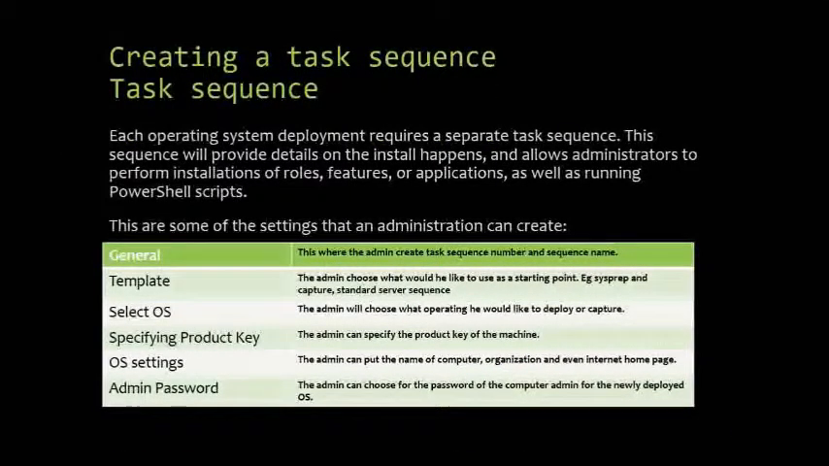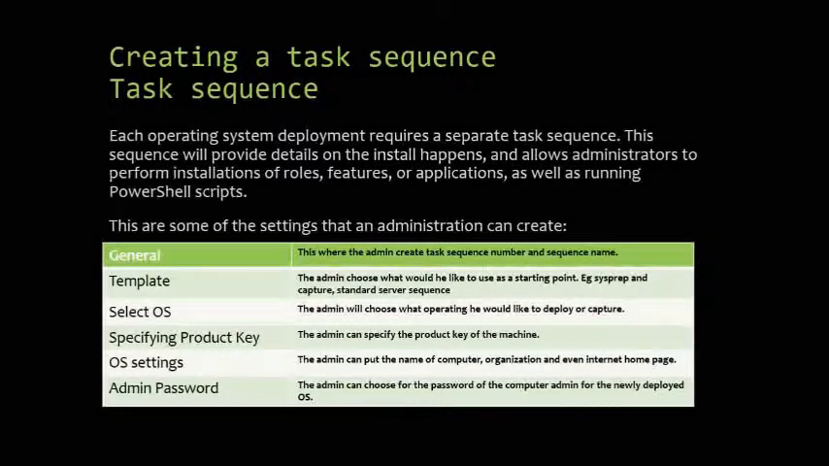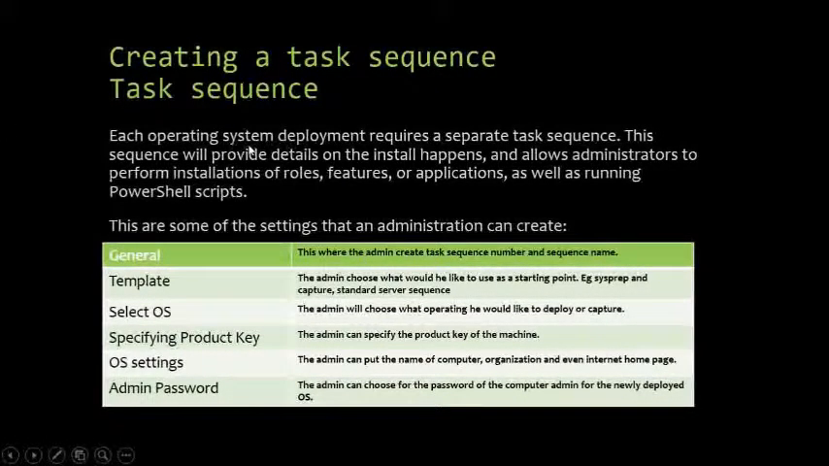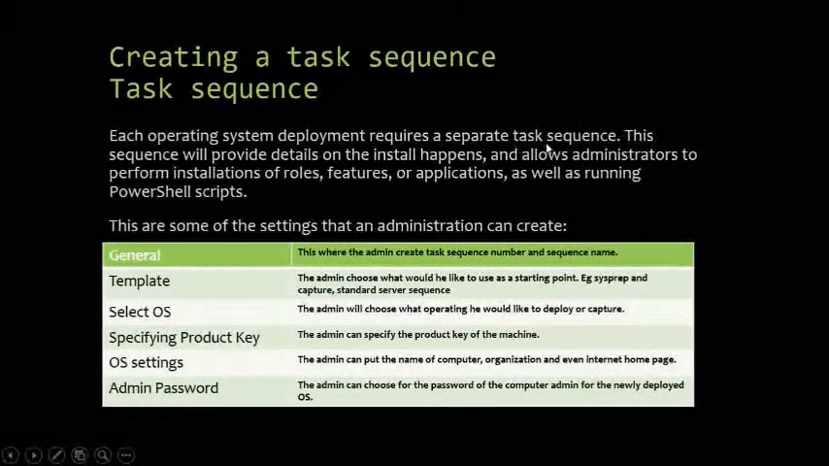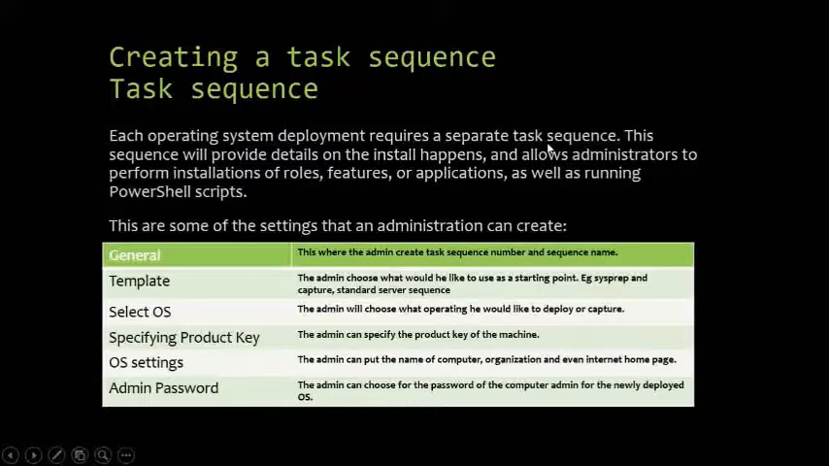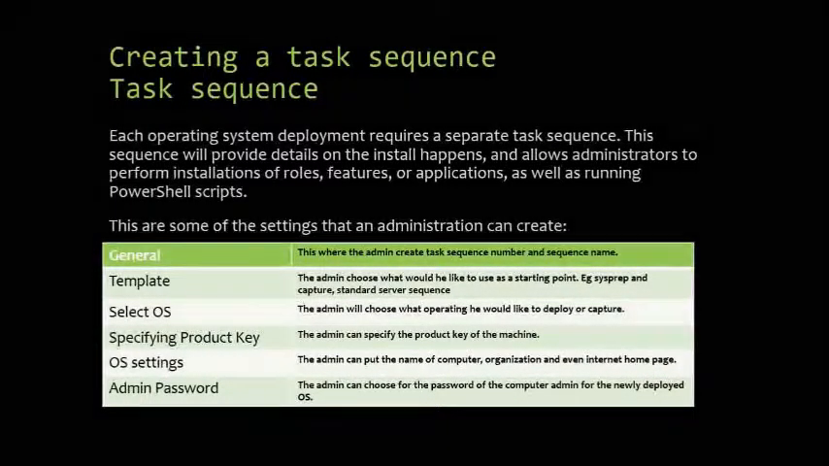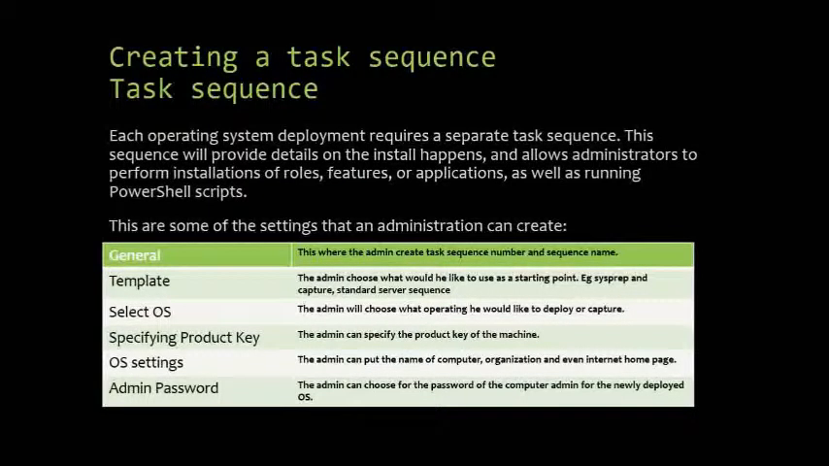Okay, after we put an image in MDT, the next task is to create a task sequence. Each operating system deployment requires a separate task sequence. This sequence will provide details on the installation that happens and allow the administrator to perform installation of roles, features, or applications, as well as run PowerShell scripts.